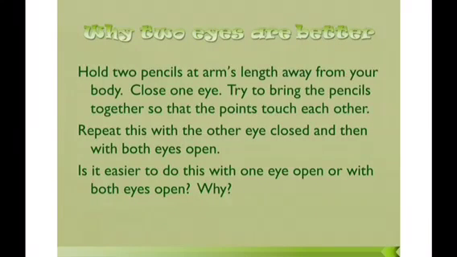You can try this experiment by just getting two pencils and holding them at arm's length away from your body. Close one eye and try to bring the points of the pencils together so that the points touch each other. You can see that we use both eyes to perceive distance, and with one eye closed it's much more difficult. I'll show you a demonstration of this.